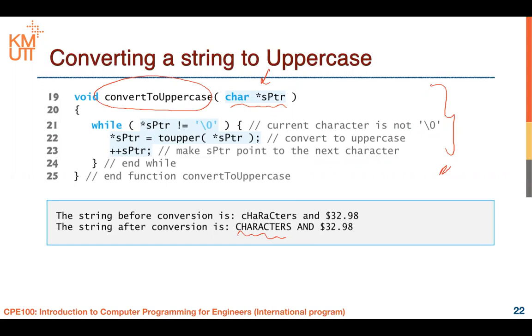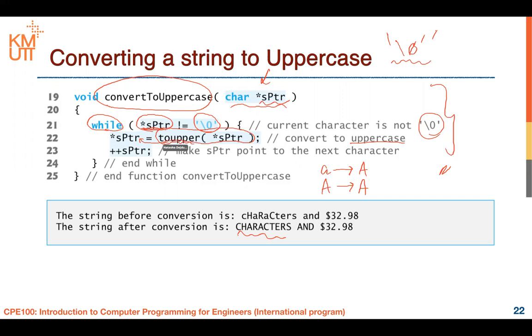In this function, it simply does a while loop: *sPtr is equal to the first character of this string. If it is not equal to backslash zero, you have known that a string has to end with the null character, backslash zero. So when the character pointed to is not equal to backslash zero, you use the function toupper. toupper converts a character into an uppercase character. For example, a will be converted to capital A, and capital A will not change.